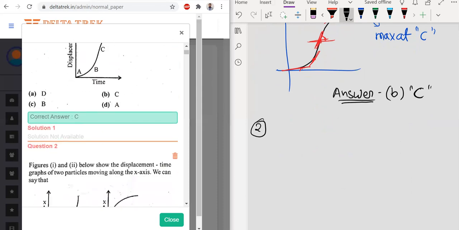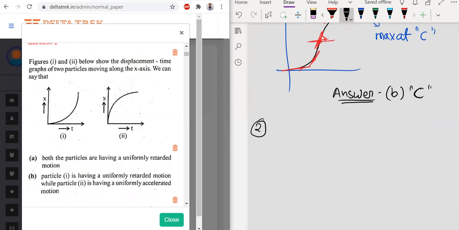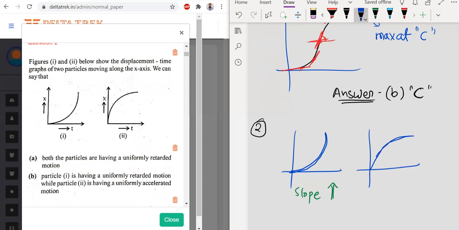Let's see the next question. There we have two x-t graphs, and we need to determine things from them. In this x-t graph I can see the slope is increasing, and in this x-t graph the slope is decreasing. Slope means the angle of this tangent, and it keeps on decreasing. So in this case the slope is decreasing.